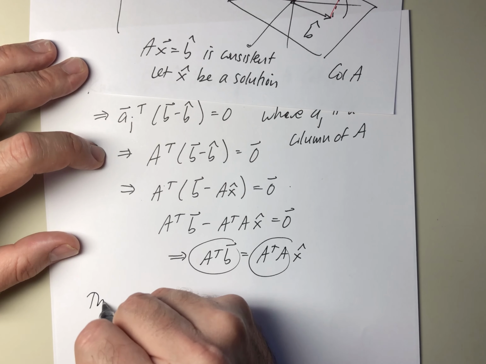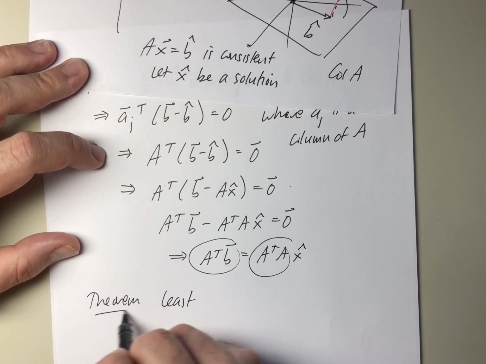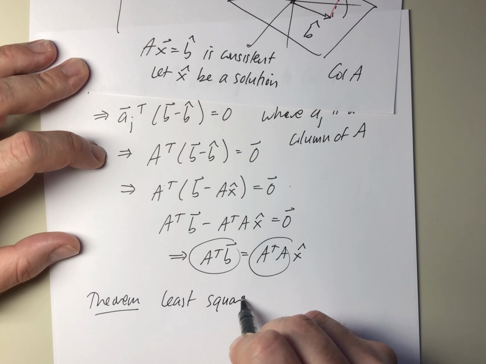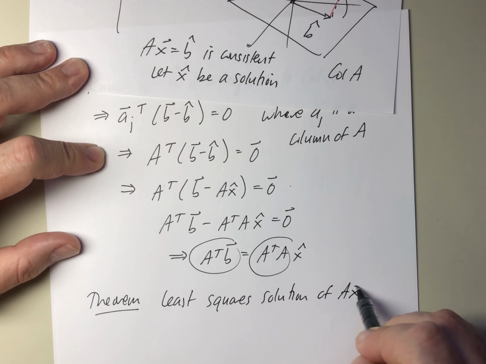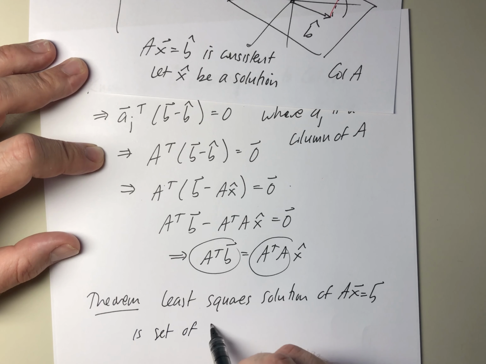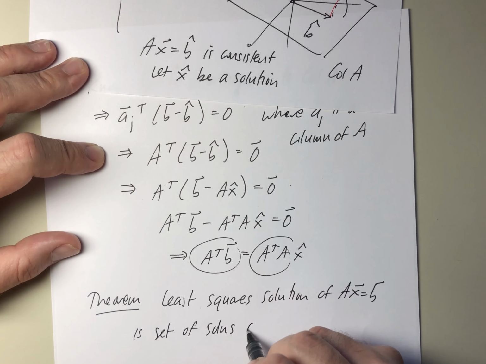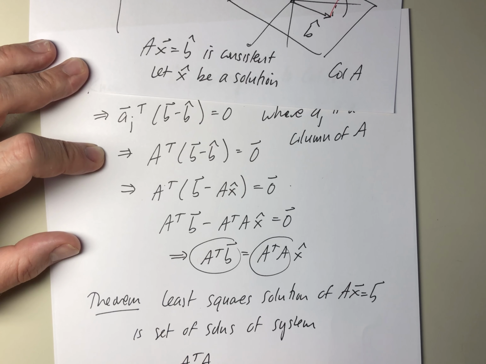Okay, so here's the theorem: the least squares solution of Ax equals b is the set of solutions of the system A^T A x hat equals A^T b.